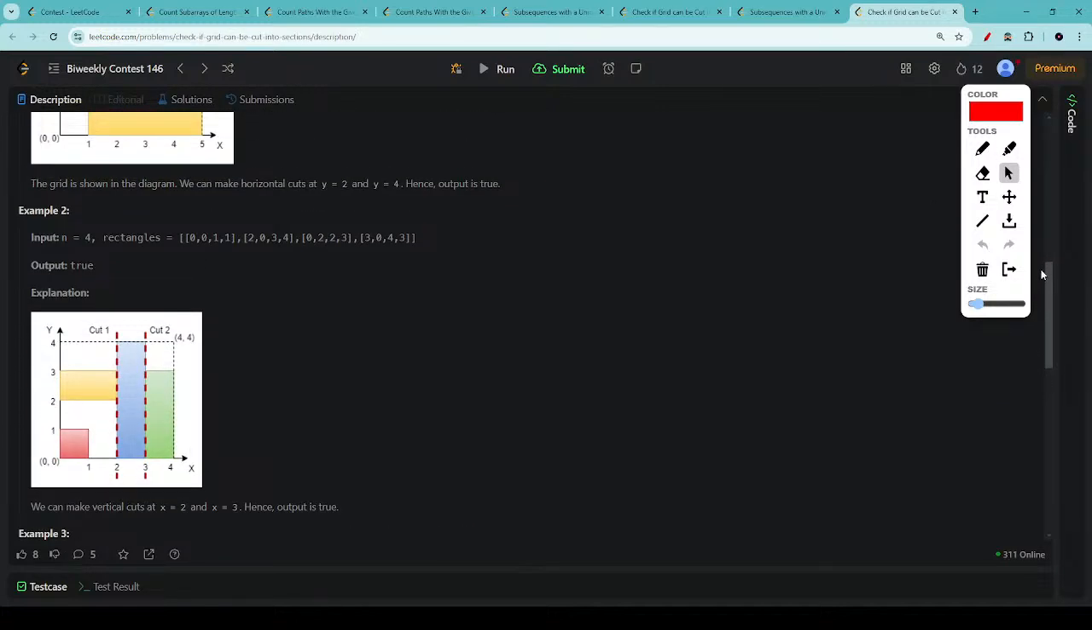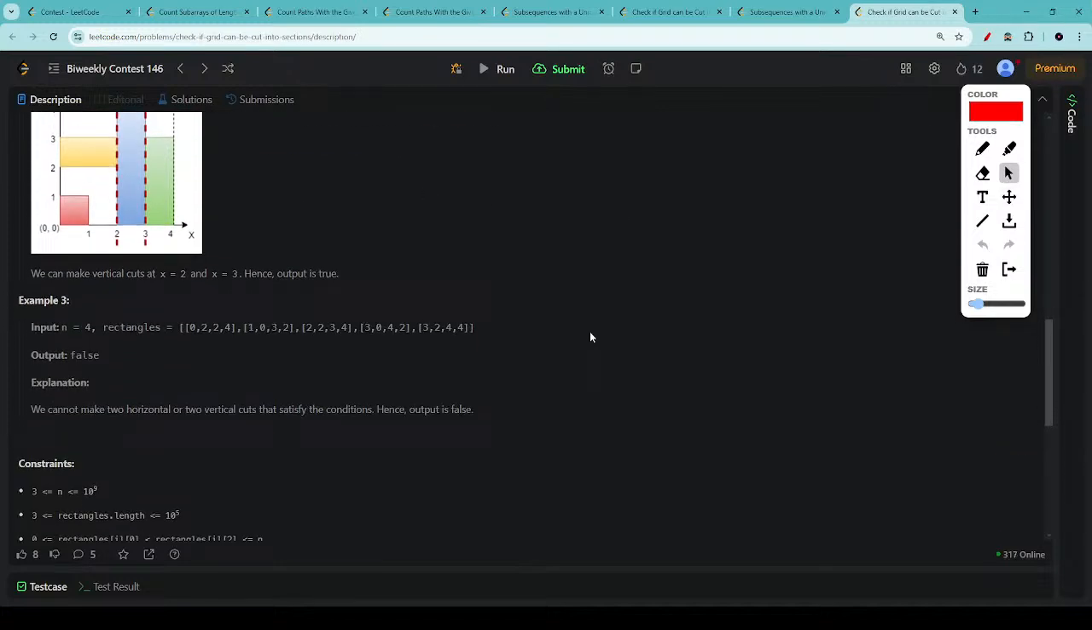Let's go on a little bit. This one is the same thing. Vertically, you can cut here and here. Notice that you can actually cut on the rectangle's edge. It's perfectly fine, even though the rectangle is touching the cut. In this example, you cannot cut horizontally, because if you cut horizontally, you're going to hit a rectangle, and you don't want to do that.